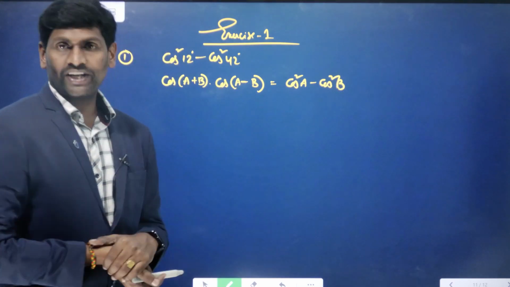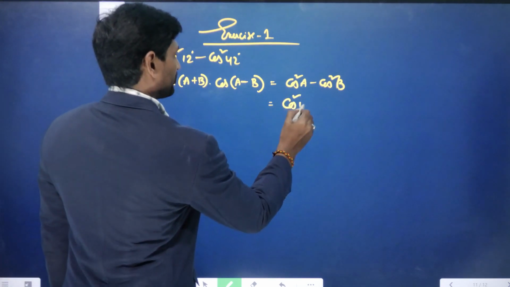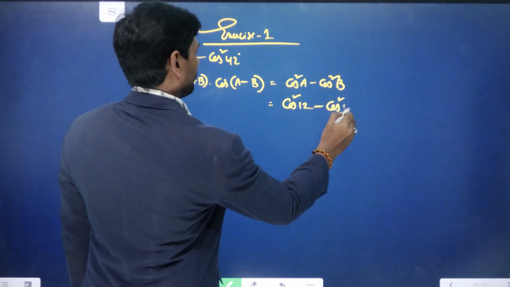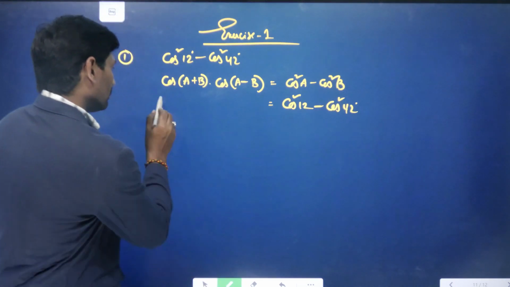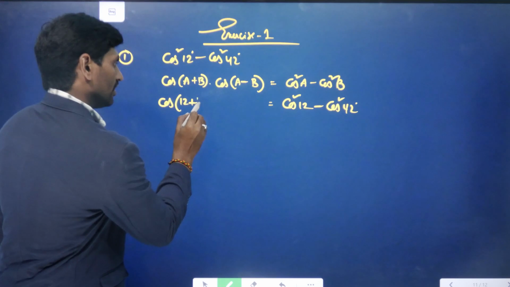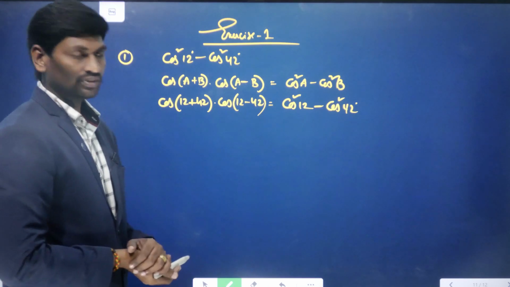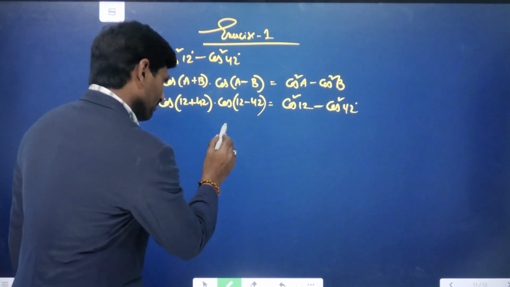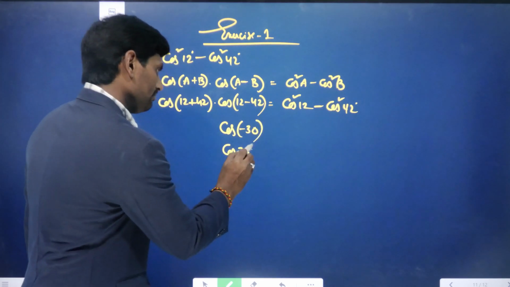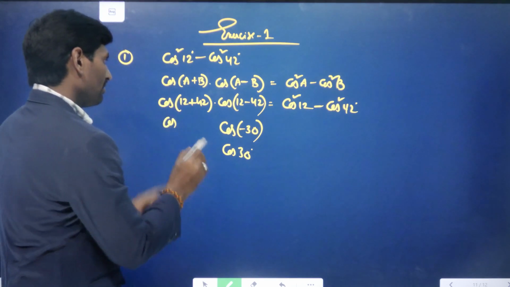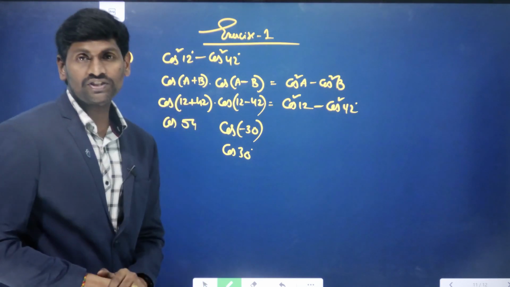Cos A plus B into cos A minus B formula gives cos square A minus cos square B. Nothing but cos square 12 minus cos square 42. Okay? So 12 and 42. I am writing here 12 plus 42, 12 minus 42. 12 minus 42 is minus 30. Whenever cos takes negative values, they become positive. So it is cos 30 degrees. And what about this? 12 plus 42 is nothing but 54, cos 54 degrees.